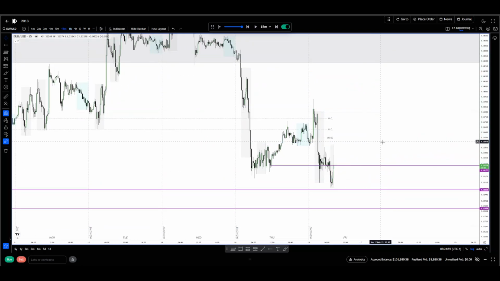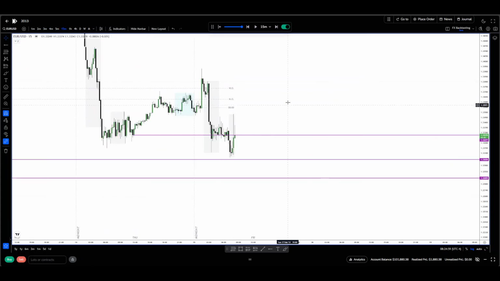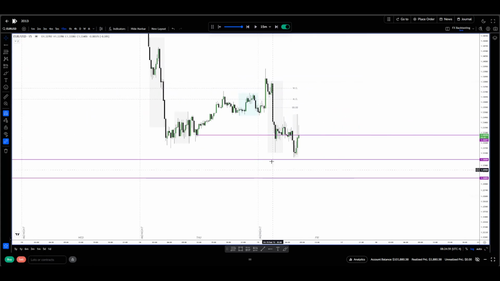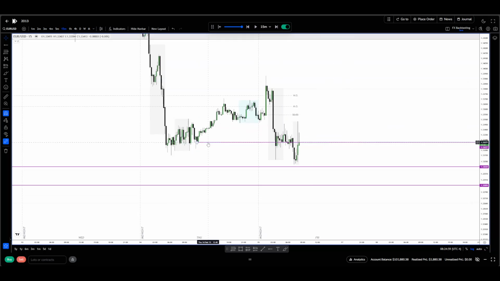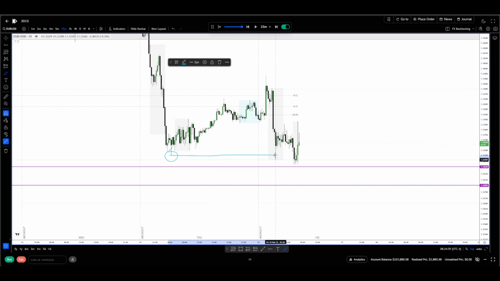15-minute, let's remove this. So we have now a new dealing range. There was a new dealing range being established, which of course makes sense because once you take out this dealing range low, a new dealing range of course has been established, which makes total sense. So that's something I need to take into account while backtesting. This is now the new dealing range.